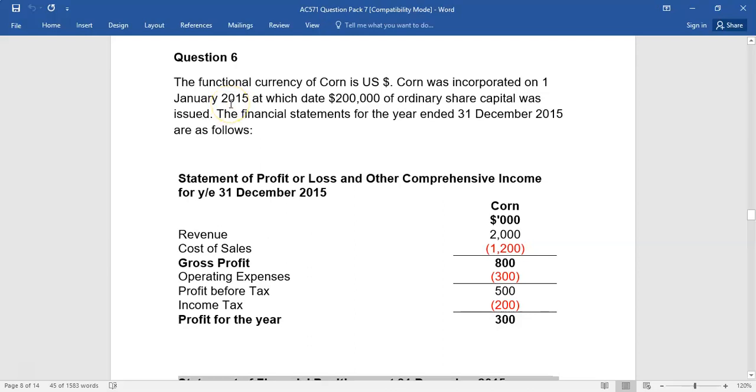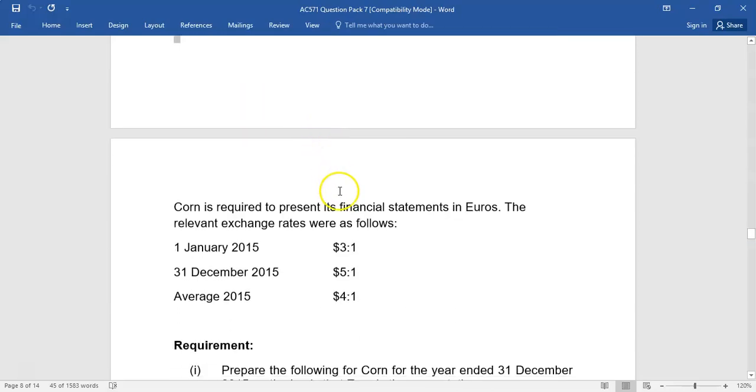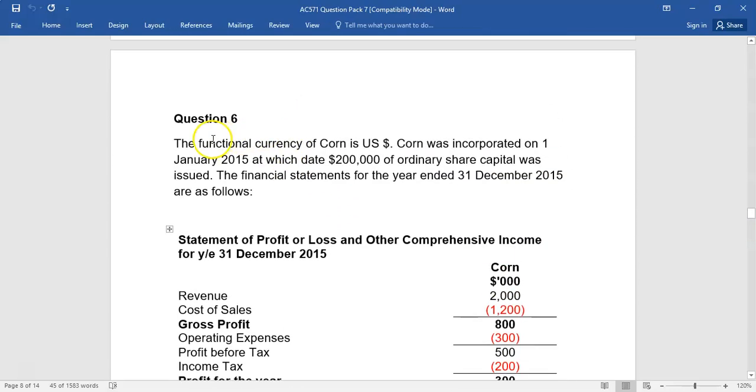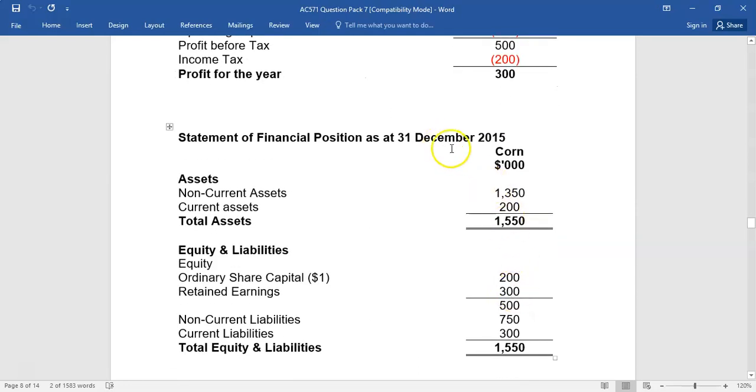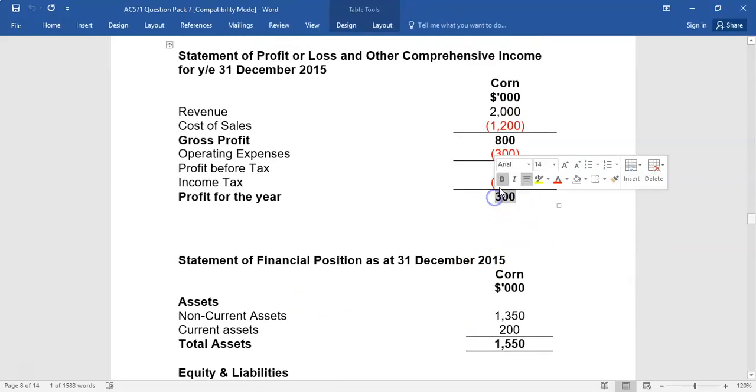This is just the basics of how we translate a P&L and a statement of financial position from, in this case, dollars, a foreign currency, into euros. So you're given Corn, a company that was set up at the start of the year with 200,000 ordinary share capital, and 12 months later you're given the financial statements. There's your dollar financial statements, 300,000 profit, and there's your statement of financial position. You can see the $200,000 share capital, and there's only retained earnings of 300, which matches here, because the company was only operating for 1 year. I was trying to keep it as simple as possible before we move on to harder ones.